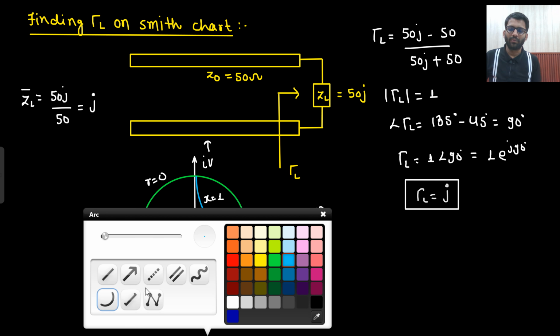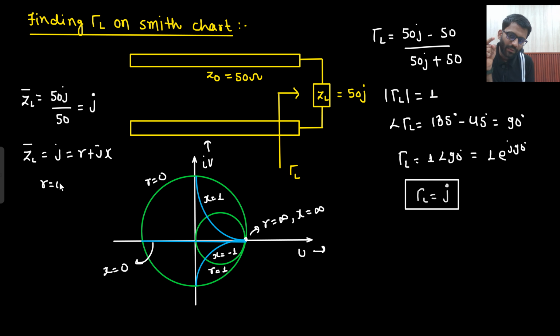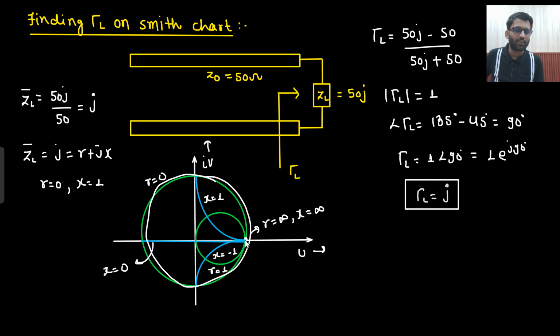And X equals to 0 circle is also there. This is your X equals to 0, right? Now if I get my ZL dash equals to J, which is equals to R plus JX, that means here R value is 0 and X value is 1. So where R value equals to 0 is on this curve, and where X equals to 1, this is X equals to 1. Where are both of them cutting?